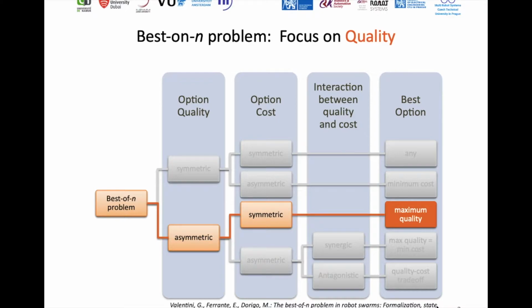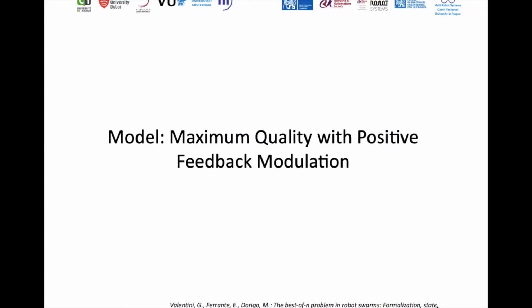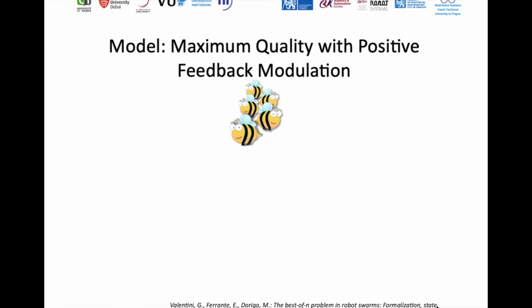The best-of-n problem is a discrete, non-continuous consensus achievement in collective decision making. The swarm has to collectively choose one of n given options, and that has to be the one with the best quality. The typical scenario for this is when a swarm of bees has to choose their new site.